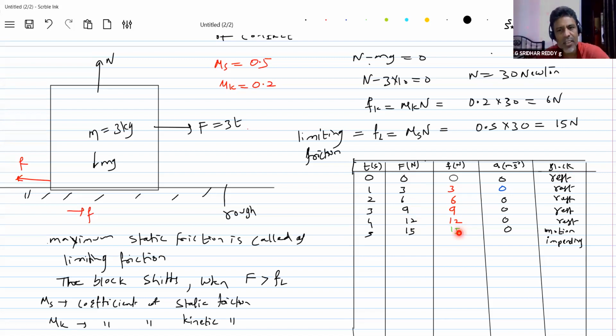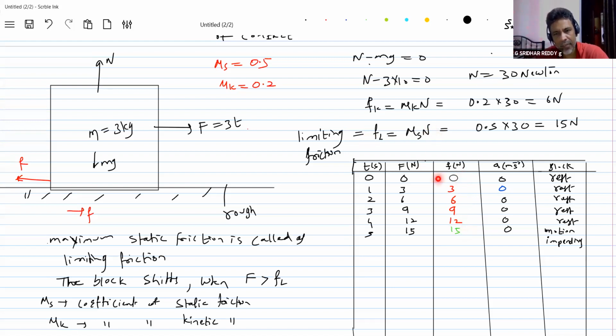Now, we will slightly change the definition of static friction. Static friction depends on applied force as long as applied force is less than limiting. Do I agree? When static friction becomes equal to limiting friction, then the limiting friction depends on normal reaction also. You see that one. The limiting friction depends on normal reaction, and the limiting friction is called maximum static friction. I'm changing things. From 0 to 14.99 Newton, the frictional force is a static friction. The limiting friction is also a static friction.